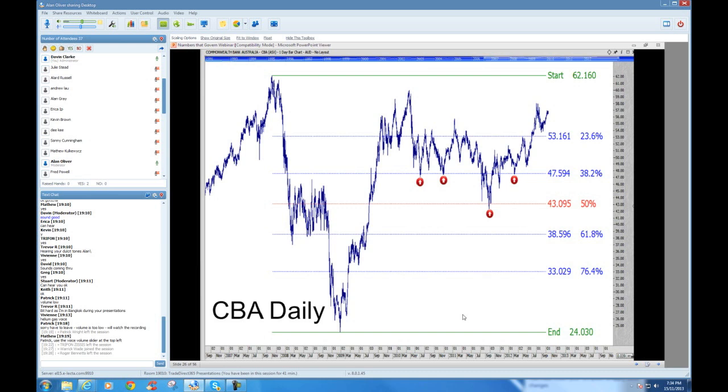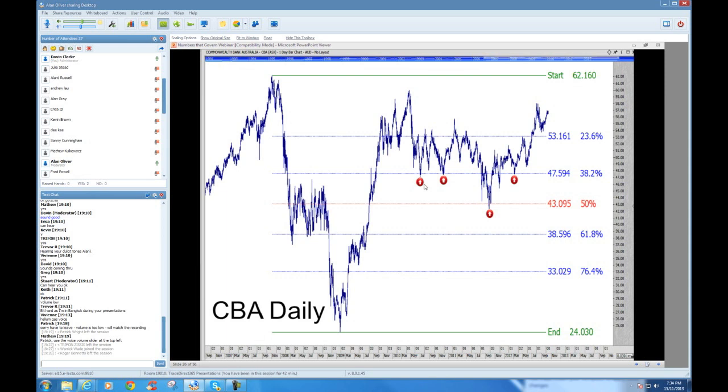Now again, what we simply do is put on the Fibonacci retracement tool, and it tells me between the top and the bottom to watch carefully when and if the market trades at $33.02 or $38.59 or $43.09 or $47.59 or $53.16. So those are the Fibonacci numbers in price. And those are the numbers that I'm going to watch to see what the market does when it gets to those levels.